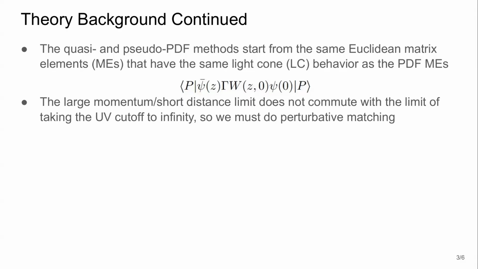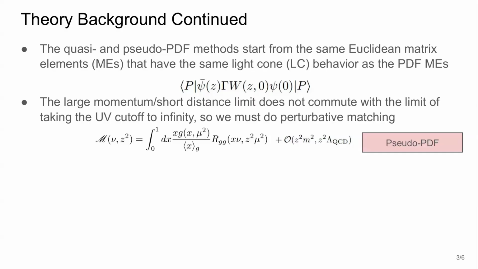So when you take this large momentum, or short distance limit, this limit does not commute with taking the UV cutoff to infinity. It's a very non-trivial statement, but basically what that means is that, with some other things included, you can do perturbative matching such that you're obtaining good approximations to the light cone physics.